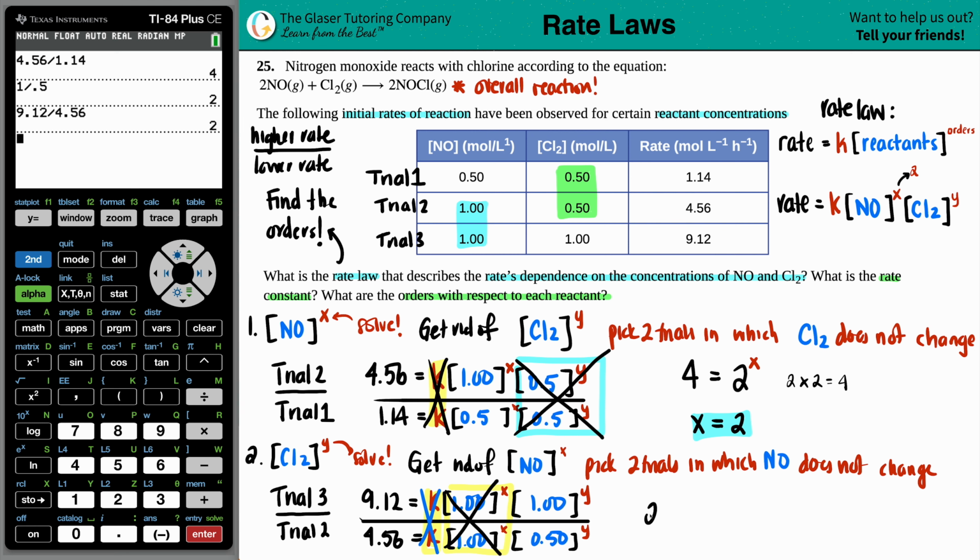So you say to yourself, 2 to the what will get you 2? Yeah, you got it. y now equals 1. And voila, we have found the y value. So this is raised to the first.